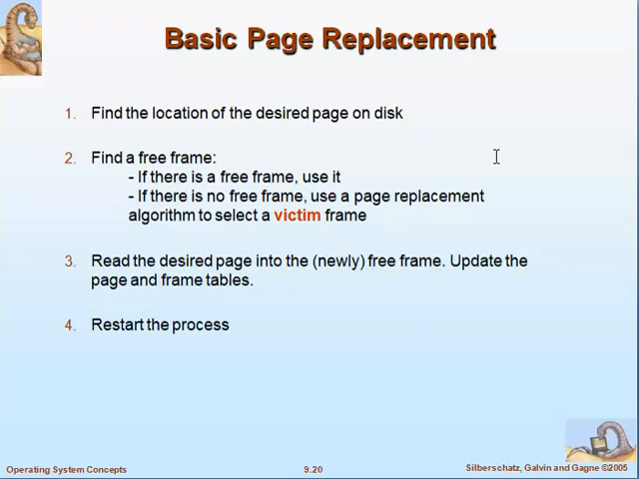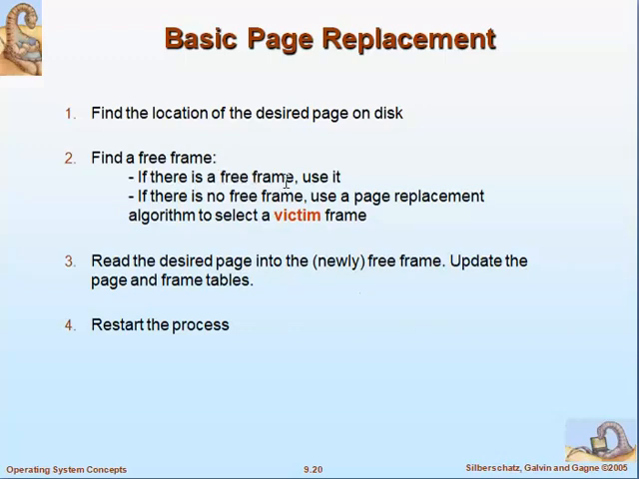So, basic page replacement. How is the page replacement done? First, find the location of the desired page on the disk. Whatever page has been requested by the process is located on the disk. Then the second step is to find a free frame, because we need to load it into the memory. If there is a free frame, use it. If there is no free frame, use a page replacement algorithm to select a victim frame.